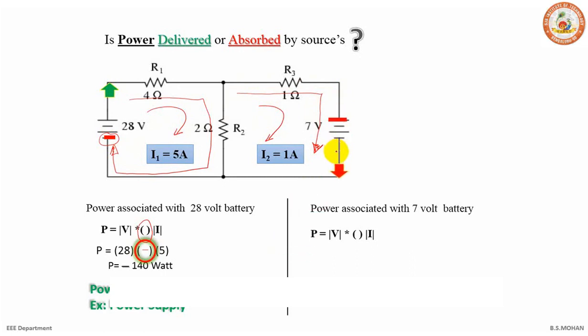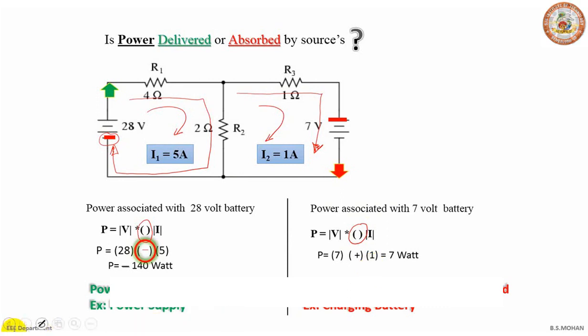We write the equation now as V is nothing but 7, and what polarity? As you can see, I have used parenthesis here. In this parenthesis we substitute positive, and the magnitude of current is 1 ampere, and as we multiply we get 7 watts. And positive power is always associated with energy absorbing. So we can say here the 7 volt battery is actually charging and the 28 volt battery is discharging.